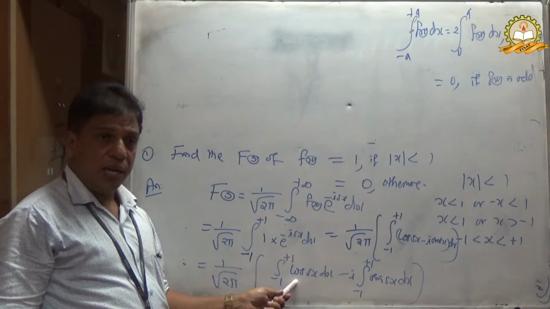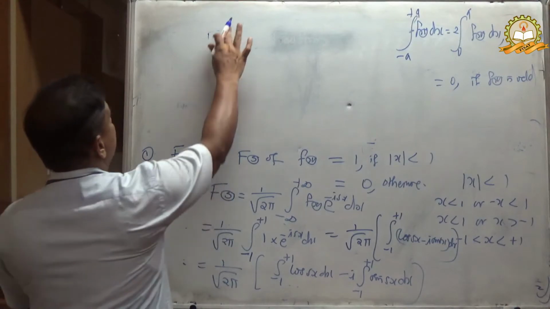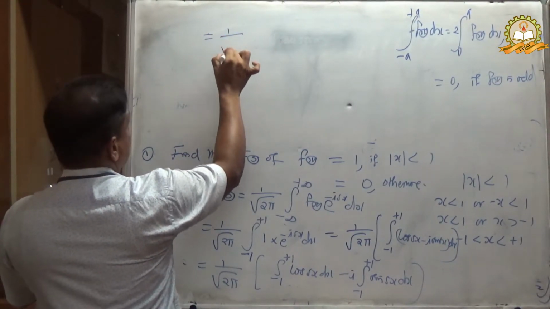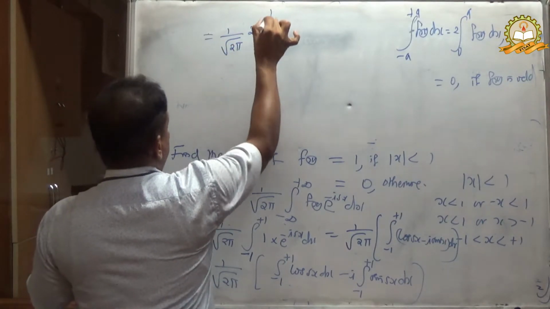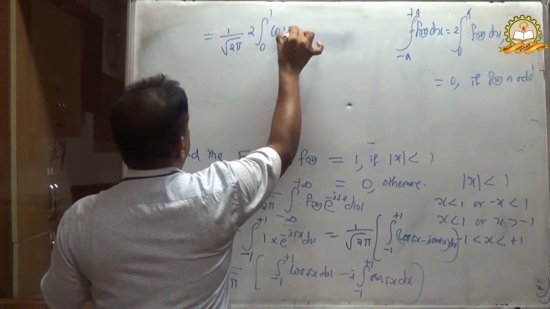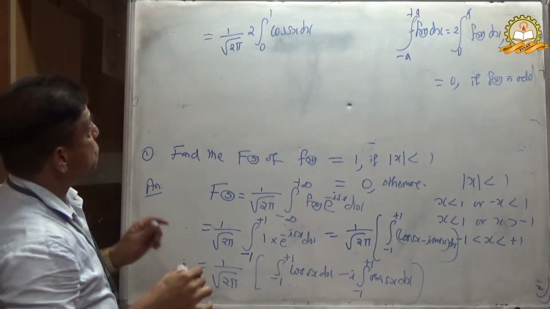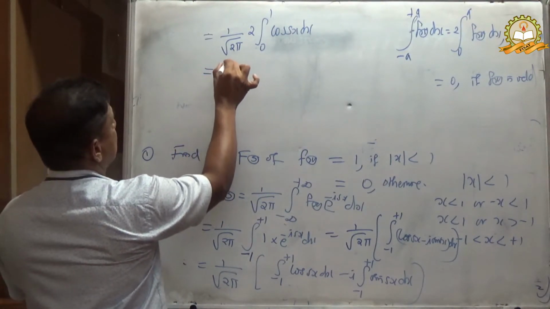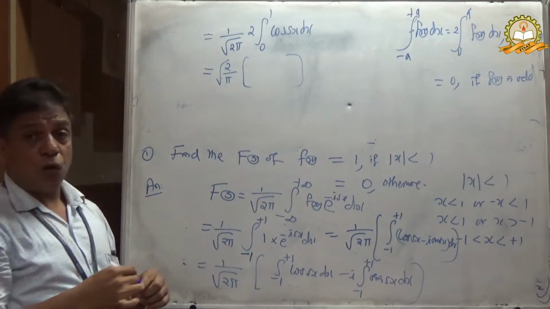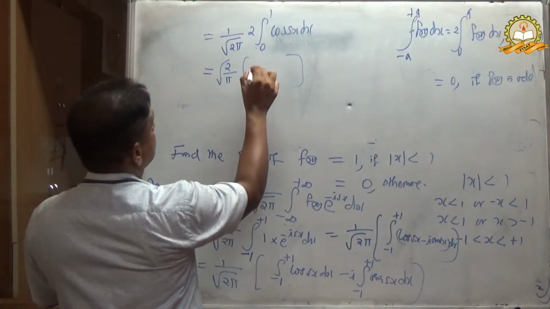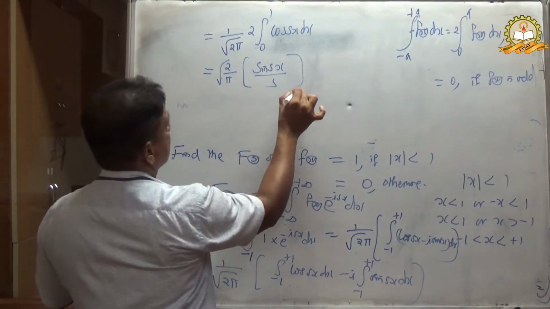And this case will be 2 times 0 to 1. Therefore, we can write it as 1 by root of 2 pi, 2 times integral 0 to 1 of cos sx dx. This can be written as root of 2 by pi integral of cos sx. The integral of cos sx is equal to sin sx by s, from 0 to 1.